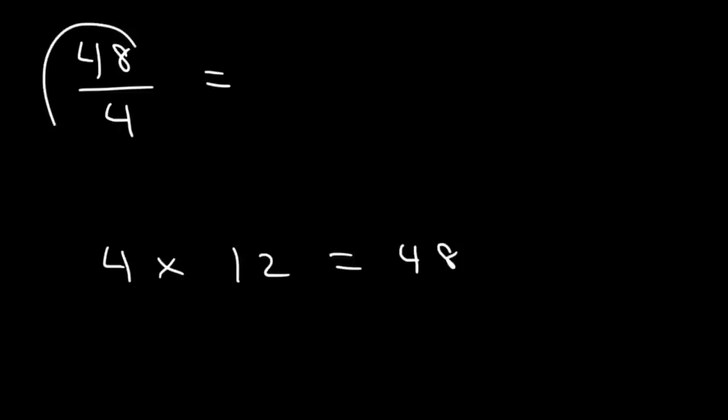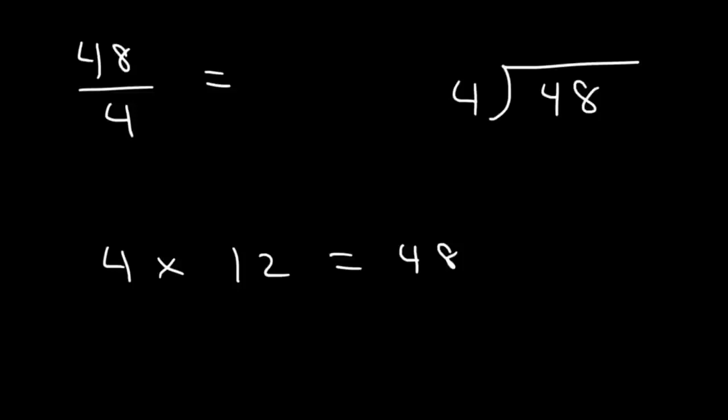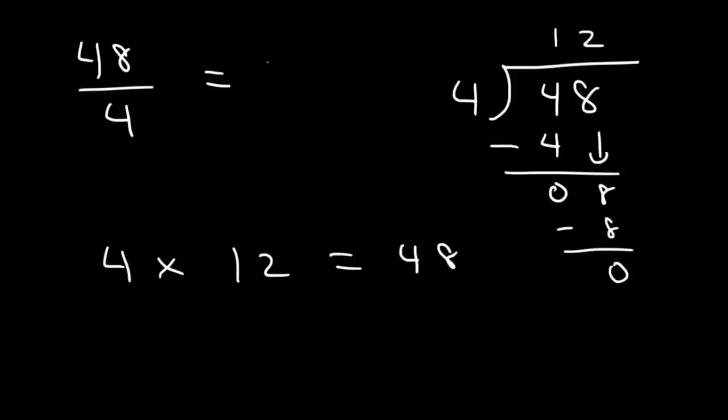You can also use long division to get the answer as well, whenever you need to divide. 4 goes into 4 one time. Bring down the 8. 4 goes into 8 two times. And so the remainder is 0. So 48 divided by 4 is 12.